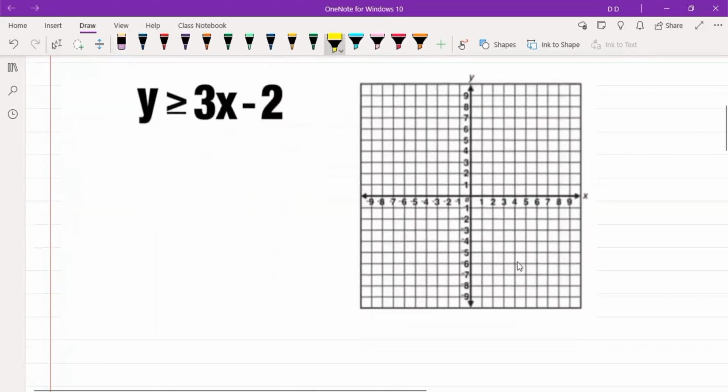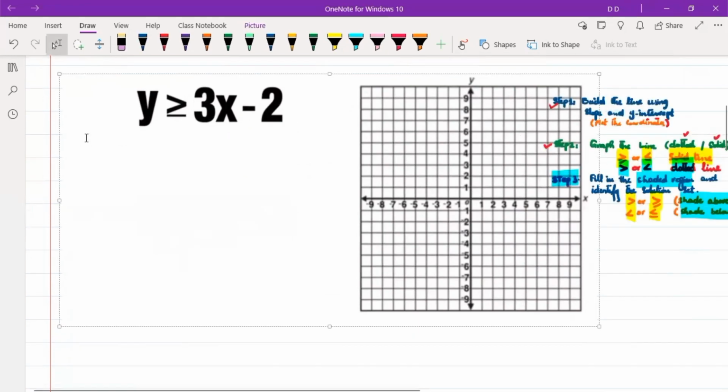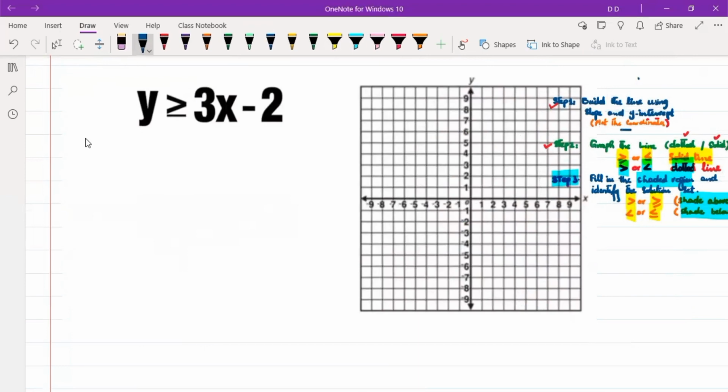You just observe the example: y is greater than or equal to 3x minus 2. The first step is we need to plot the coordinates. So first of all, this equation I will write with an equal sign. It will become like this. Now I will take x and y to write the coordinates. If I substitute 0 here, then I'll get minus 2. So 0 and minus 2.